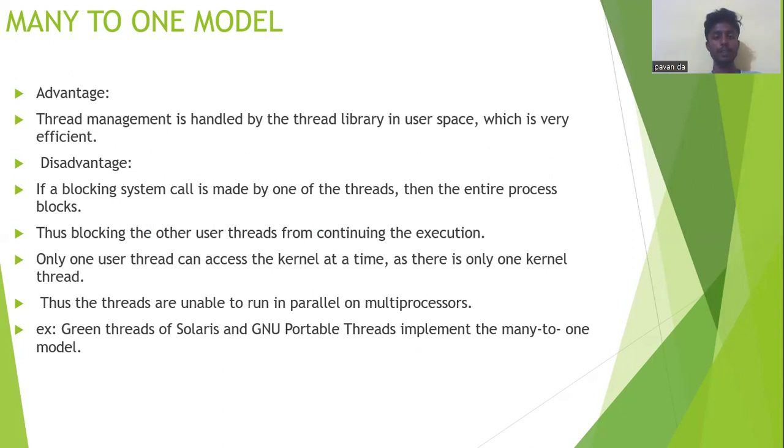thread library in user space, which is very efficient. One of its major disadvantages is, if a blocking system call is made by one of the threads, then the entire process blocks, thus blocking the other user threads from continuing execution. Only one user thread can access the kernel at a time, as there is only one kernel thread. Thus, the threads are unable to run in parallel on multiprocessors. Example: green threads of Solaris and GNU Portable Threads implement the many-to-one model.